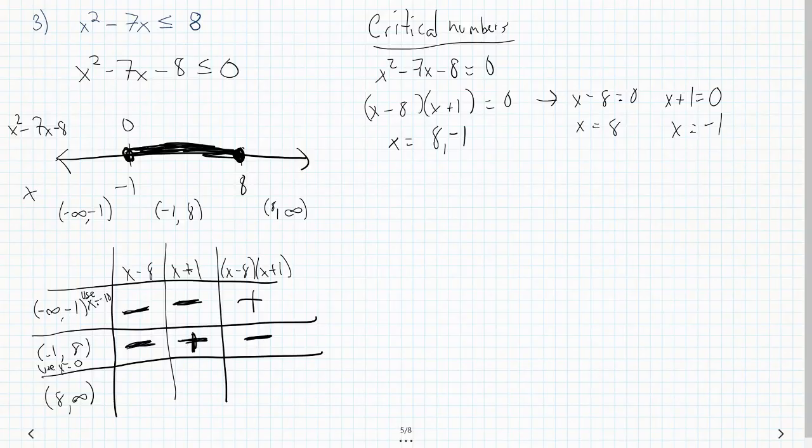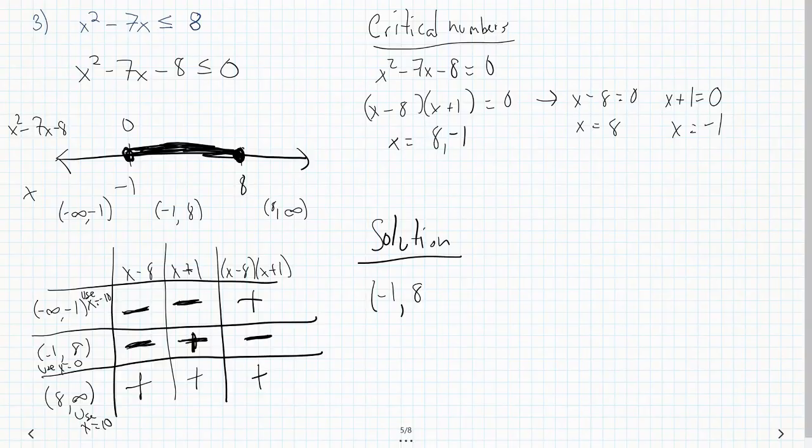It's going to work. And so for our final one, pick something from 8 to infinity. We'll use x equals 10, just for kicks. So what happens? 10 minus 8 is positive. 10 plus 1 is positive. Positive times positive makes a positive. So in that case, all this gives for our solution is just the interval negative 1 to positive 8.